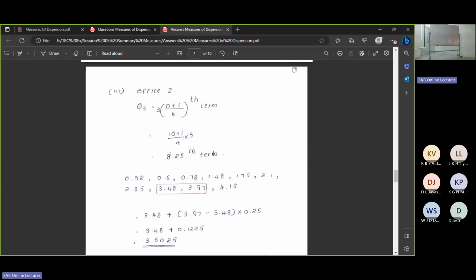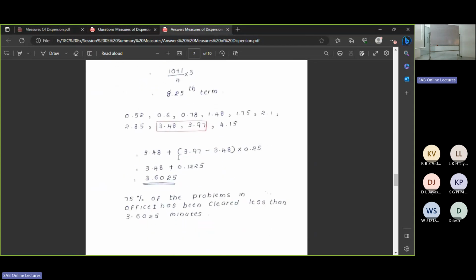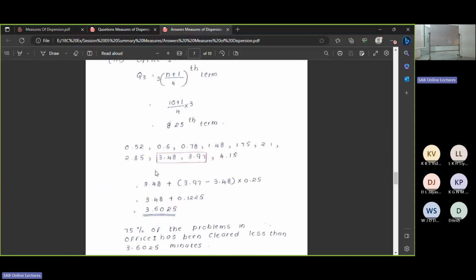Then how do we find the 8.25th term? How do we find it? The 8.25 term is between the 8th item and the 9th item. Then take the elements. Here 8.25th term is anything between the 8th term and the 9th term. Then easily we can find it. First we take the 8th term, then add the 0.25 portion.